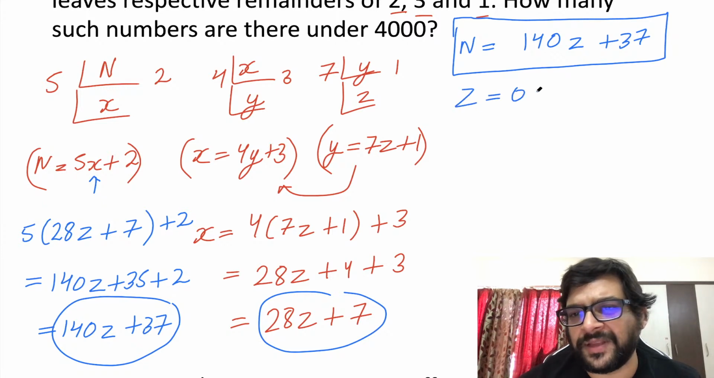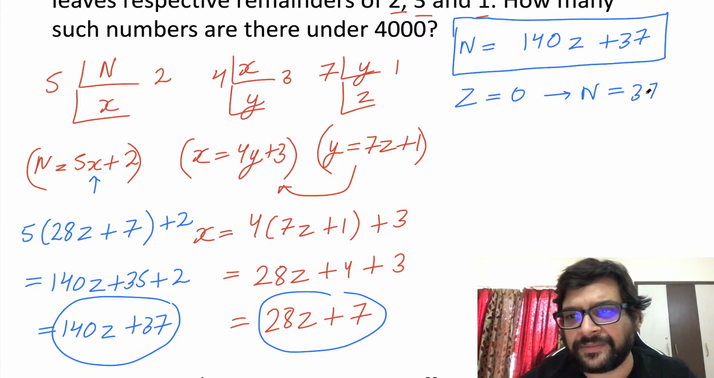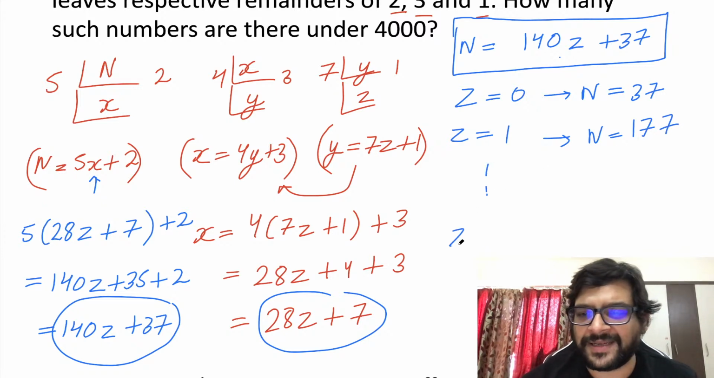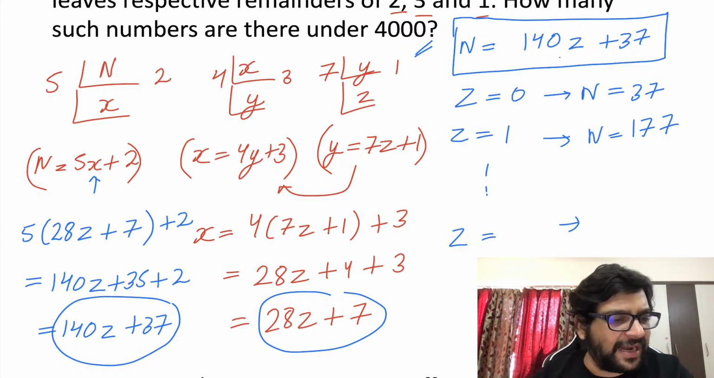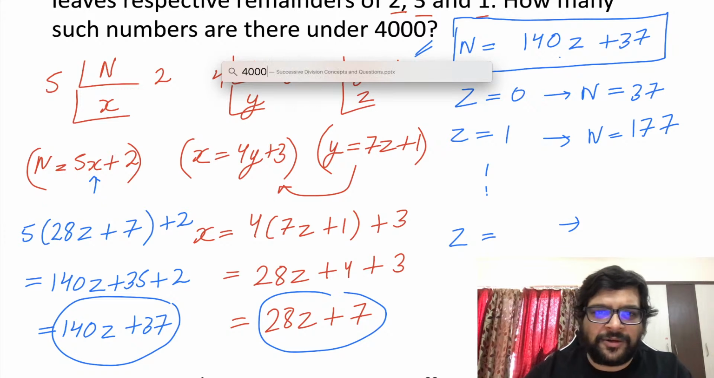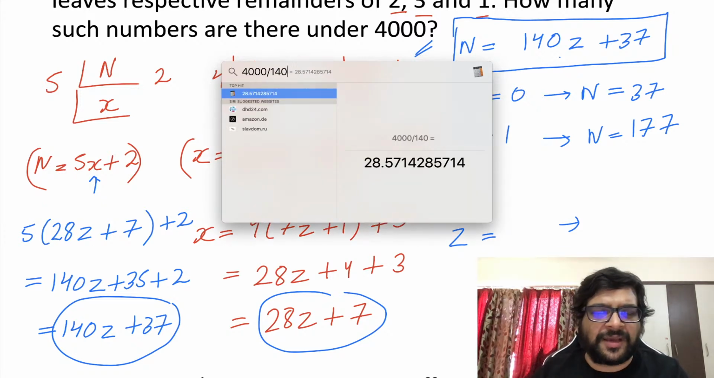Now, when z is equal to 0, n is 37. When z equal to 1, n will be 140 plus 37 or 177, and so on. The question is, till where will this list go? I want them to be under 4,000. So Vasudha, till where will this list go? So what I'm going to do is divide 4,000 by 140, which is 28 point something.